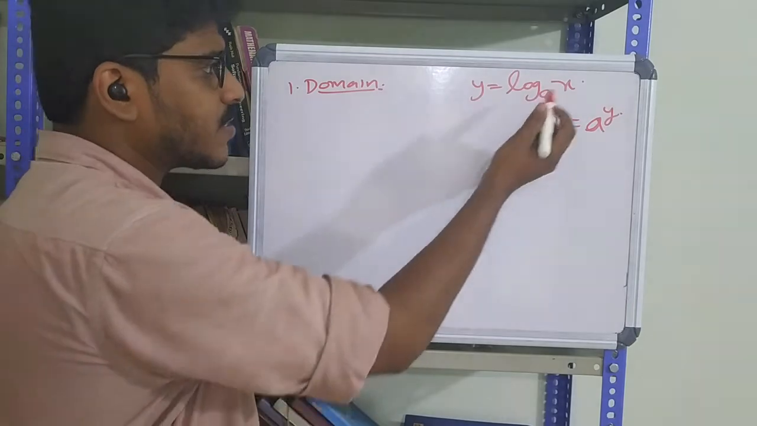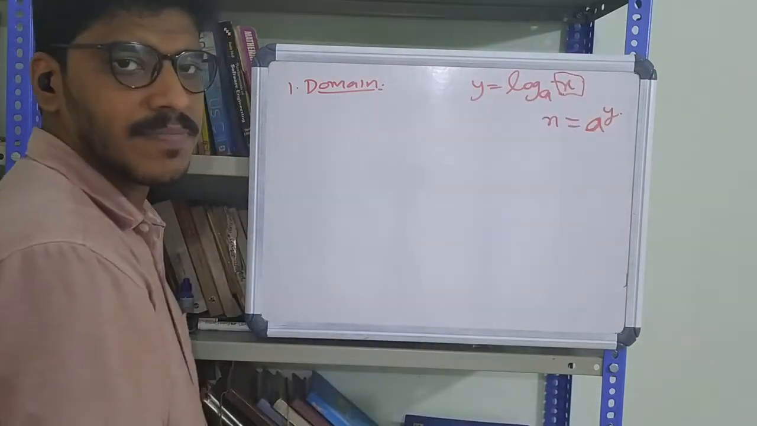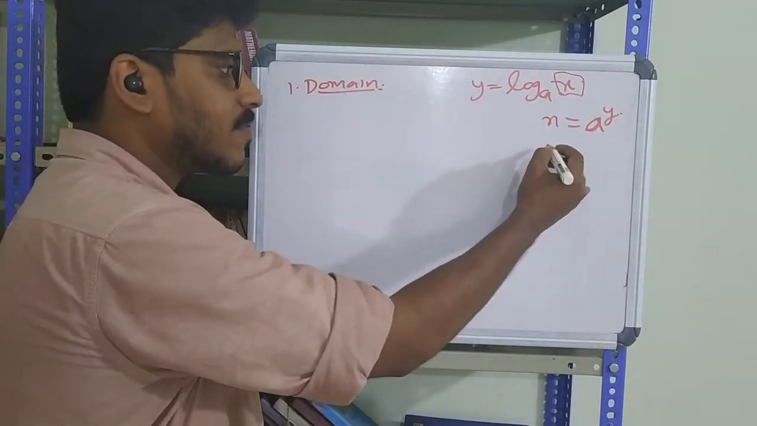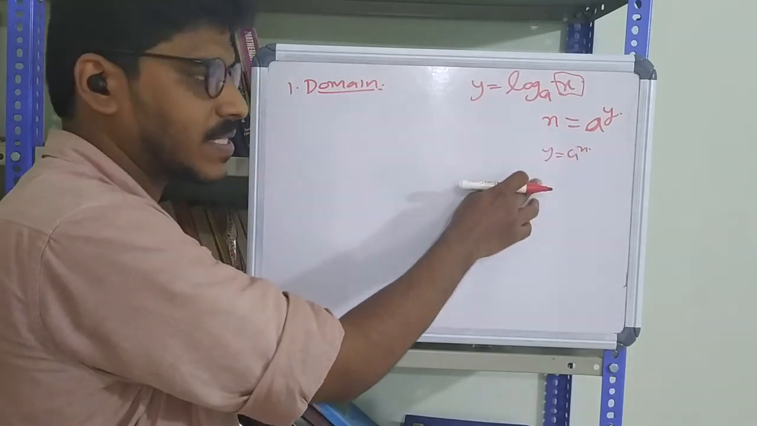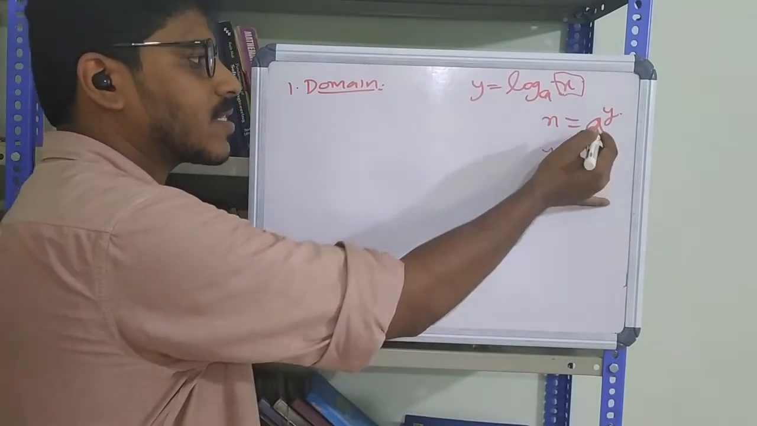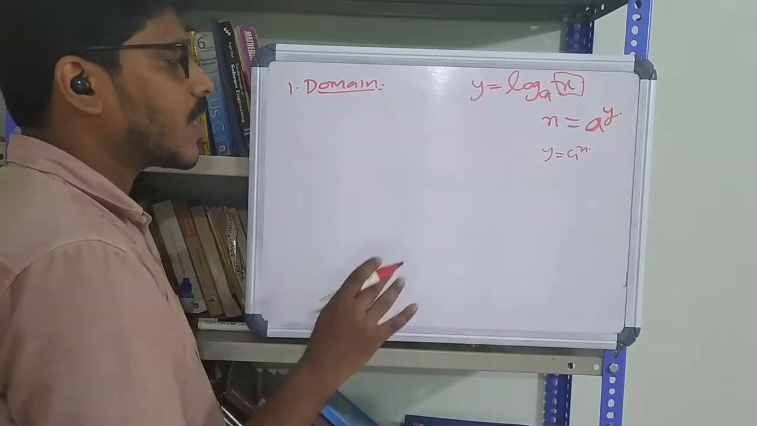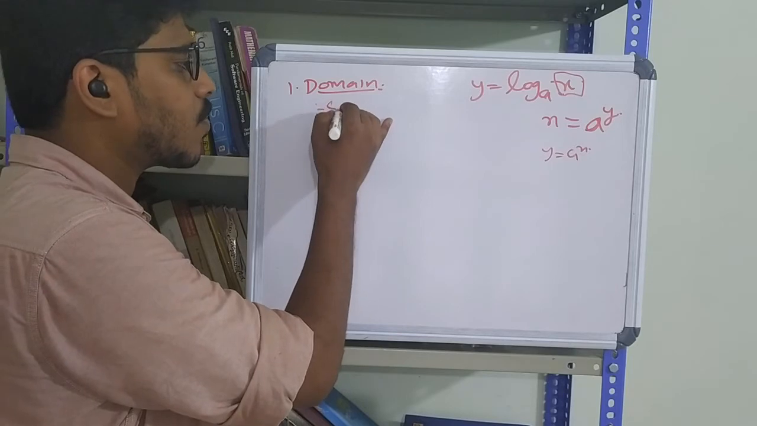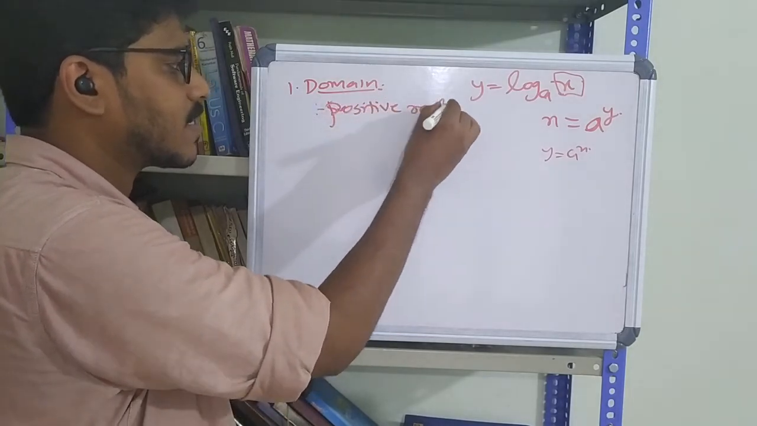So the domain means the set of all possible values which can be taken by x. So what is x? x equals a raised to y. As we have seen for y equal to a raised to x, y cannot be negative or 0. Similarly, here x cannot be negative or 0, since a is non-zero and non-negative. For that reason, x can only be positive. So in the case of the logarithmic function, the domain is the set of all positive real numbers.